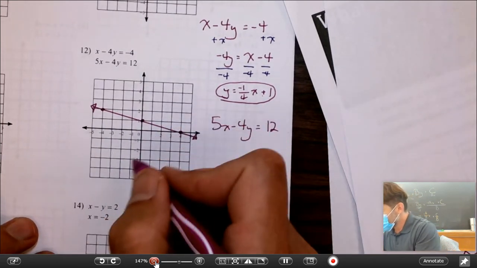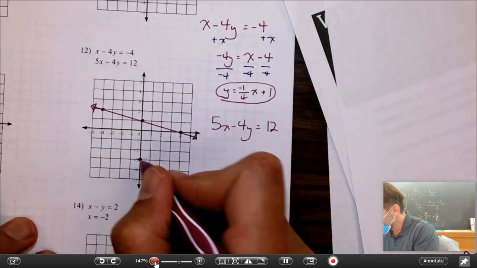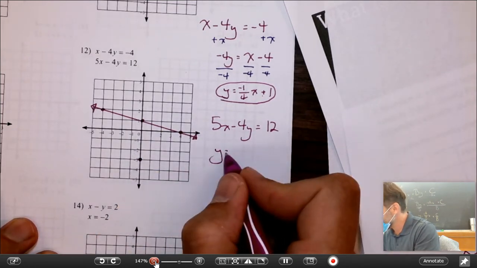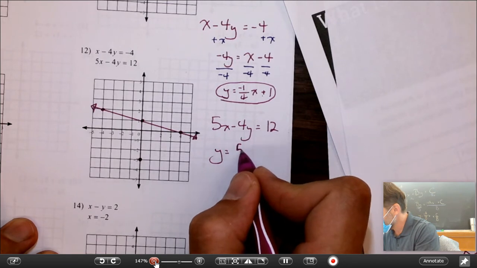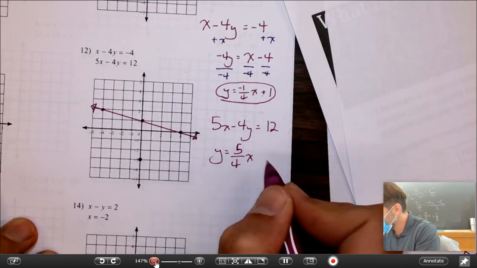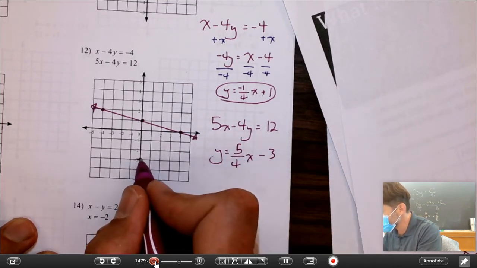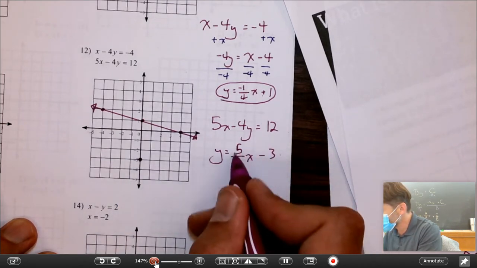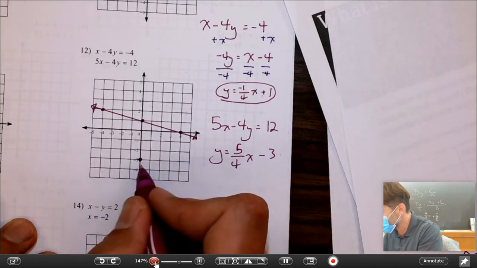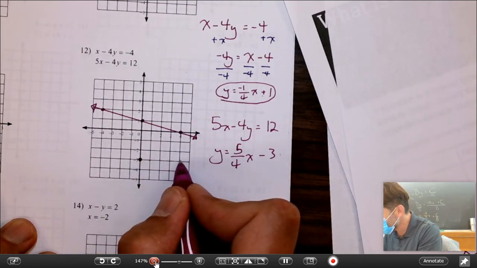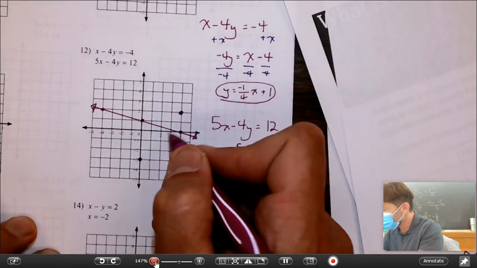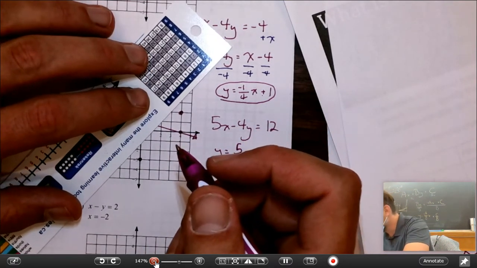So I go down here to minus 3. I put in my dot. And then I'm just going to rewrite the line here. Y is equal to 5 over 4 multiplied by x minus 3. So there's my minus 3. That's my y-intercept. I get that from b. And then 5 over 4 means I run 4 and rise 5. 1, 2, 3, 4. 1, 2, 3, 4, 5. There. Now I can put a line through those points.